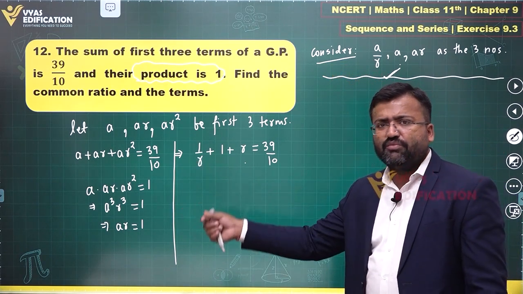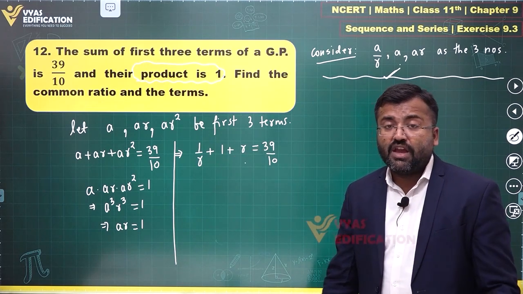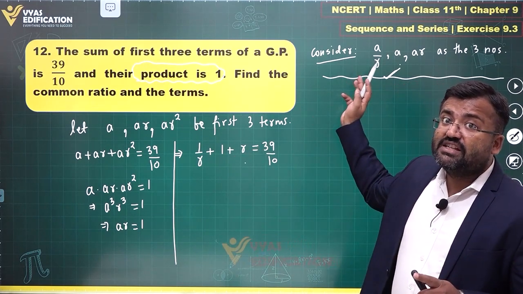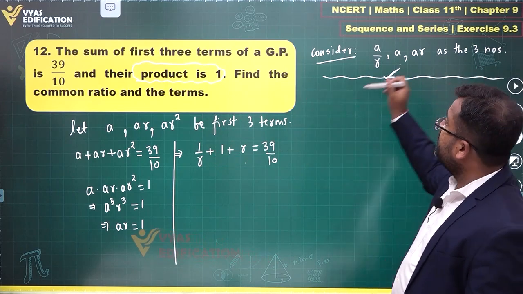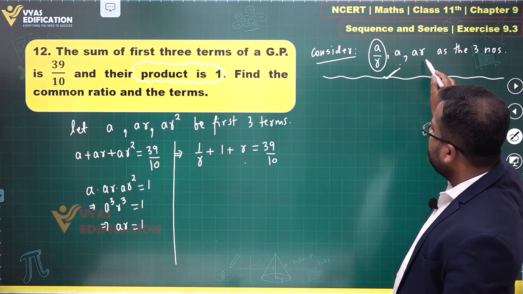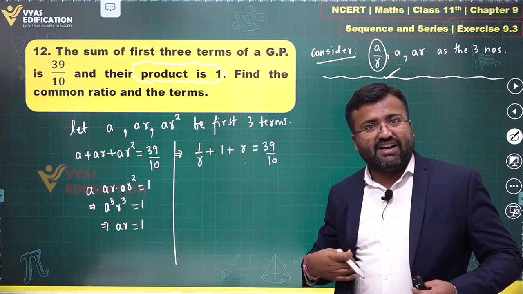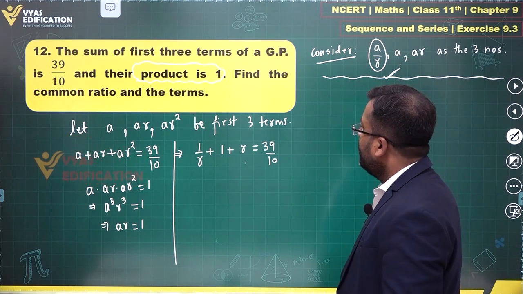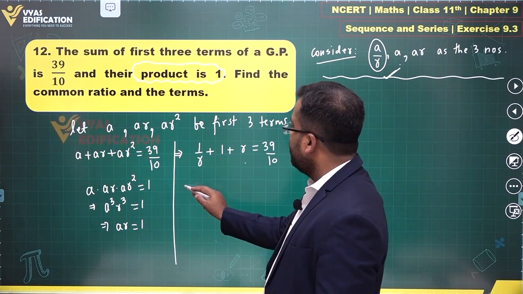In such calculations, basically you directly get the value of a. Mind you, a is not the first term in this case. In the earlier choice, a is the first term. Here the first term will be a by r. Common ratio is still r, but the first term is a by r. Take care of that.